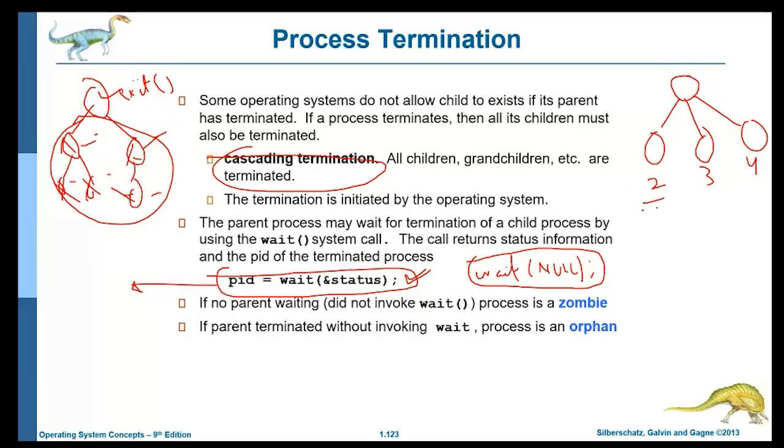So there is no guarantee that 2 will terminate first, then 3, then 4. They can terminate in any order. It depends on how much time they got from the CPU, the order in which the scheduler scheduled them, what kind of inputs they got. Many things are there. So let's say number 3 here terminates. So the parent was waiting and the parent will be okay if any one of its children terminates.